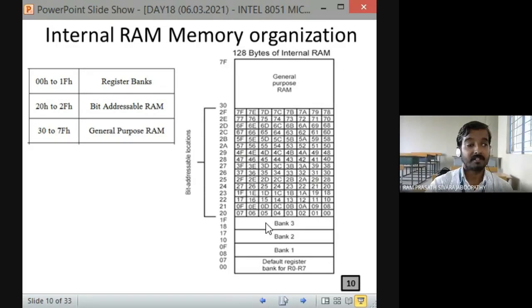Then there is a very important thing we have to know. From memory location 20H to 2FH, totally we have 16 bytes. So we have 16 memory locations, and each memory location has 8 bits. In this RAM area, each bit is addressable. Each bit in these RAM locations has a unique address. That means it is bit addressable RAM. Generally, this area is used for bit operations.